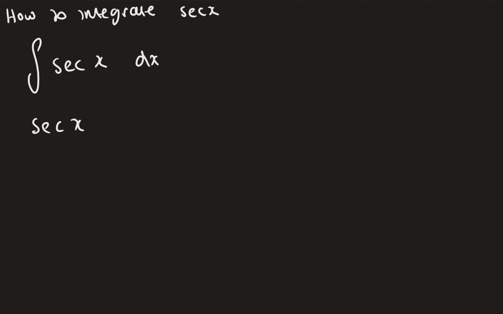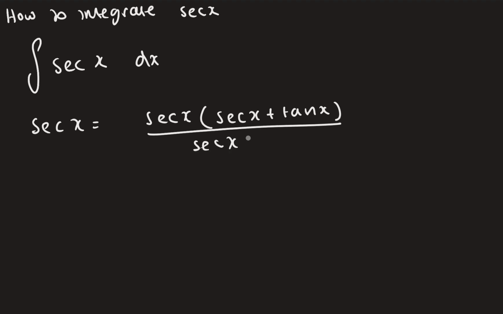talking about. So sec x is equal to sec x times (sec x plus tan x) divided by (sec x plus tan x), right? How did this come out? Not very sure about this, but it's just an identity people use trying to integrate such functions, and it's a very useful one, and you'll see why.